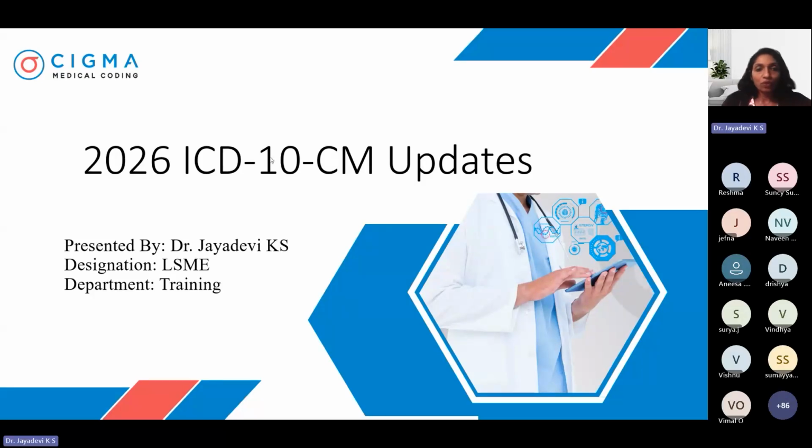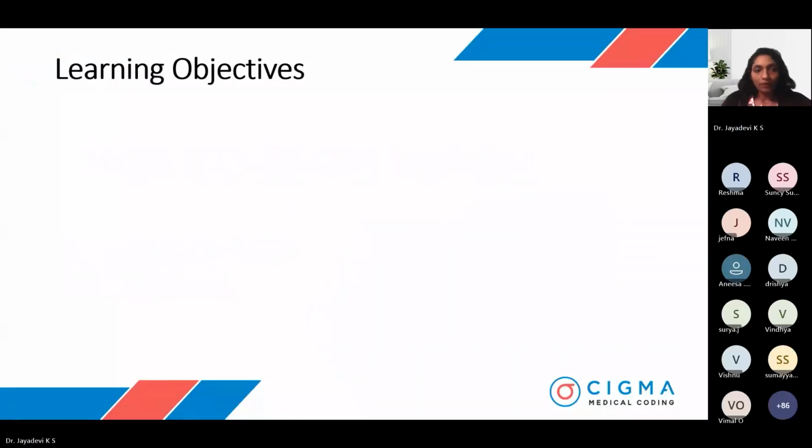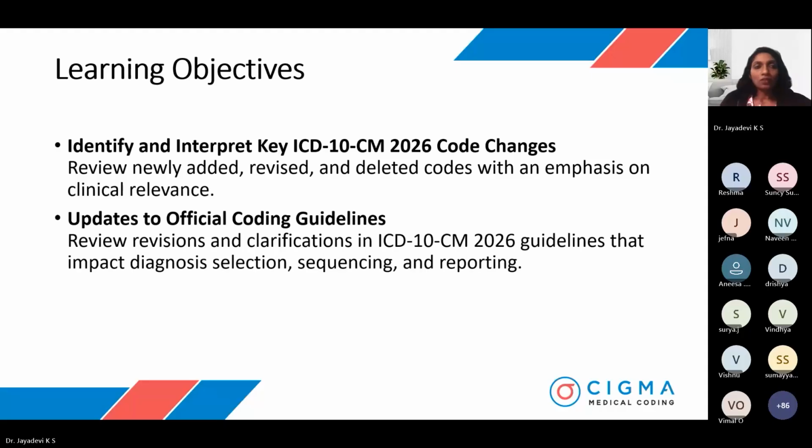So we are moving on to the ICD 10 CM updates. The learning objectives here: first is to identify and interpret the key ICD 10 CM 2026 code changes, and the second is to update the official coding guidelines. Review the newly added, revised, and deleted codes with an emphasis on clinical relevance. Review revisions and clarifications in the ICD 10 CM 2026 guidelines that impact diagnosis selection, sequencing, and reporting.